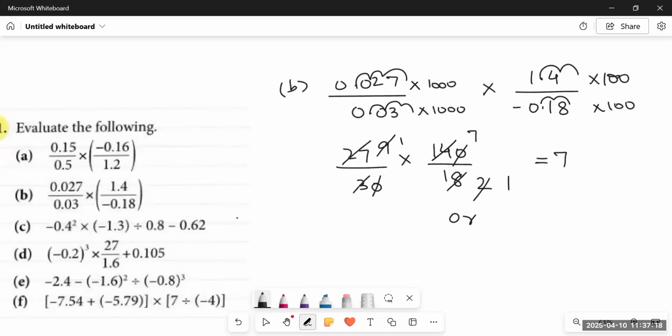Or you can do it like this. There is a minus sign, so the answer would be negative. If there is only one negative sign, the answer would be negative. If there are 2 negative signs, then the answer would be positive. Or you can multiply 27 with 14 first, and the answer would be 378. But that's not a good idea. Let's not do it, since we can simplify and get the answer in only one step. So let's do this only.